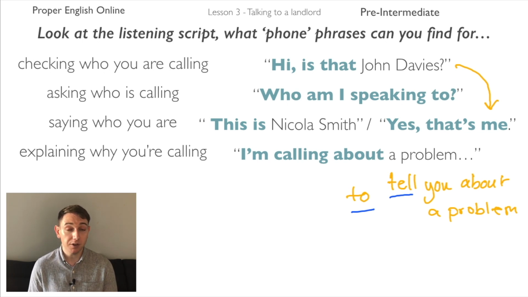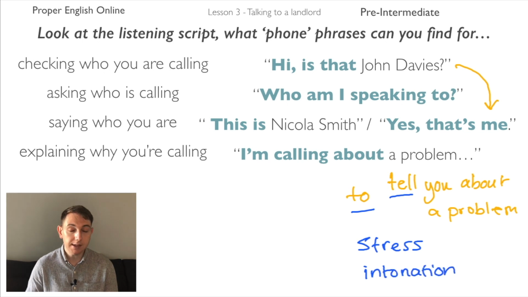Now, let's think about our pronunciation for these phrases. We need to think about a few things. Firstly, we need to think about the stress. And also we need to think about our intonation. Now, intonation is the pitch of your voice, and these two things are very closely related. So the stressed words will often have changes in intonation.